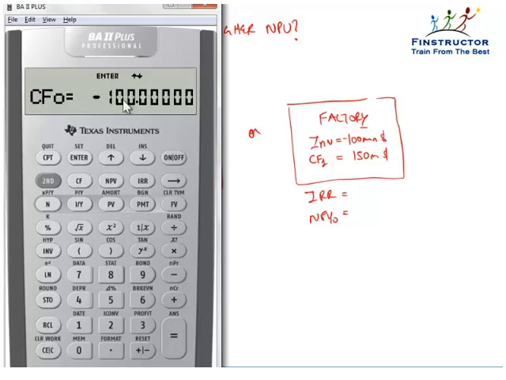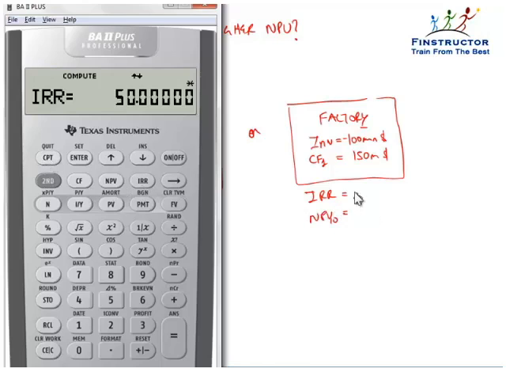So the initial investment is $100 million. Clear work first. Enter $100 million again as the initial cash outflow. Scroll down and enter the cash inflow at the end of year 1 to be $150 million. Press the button IRR and press compute.